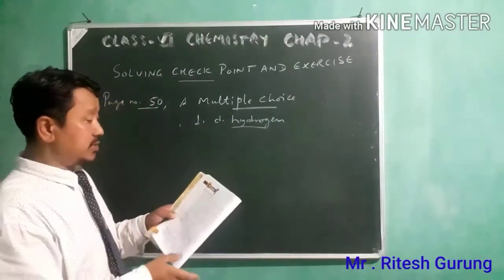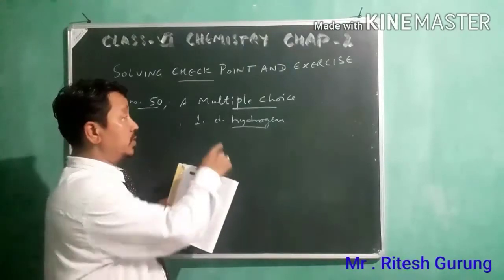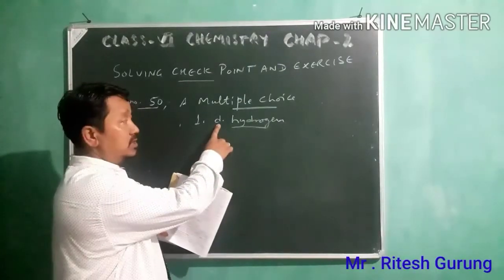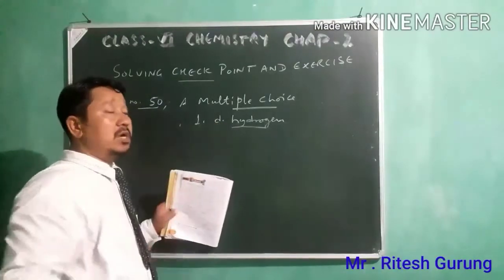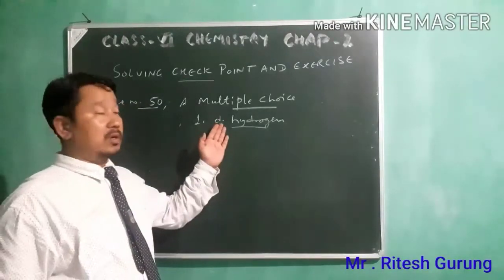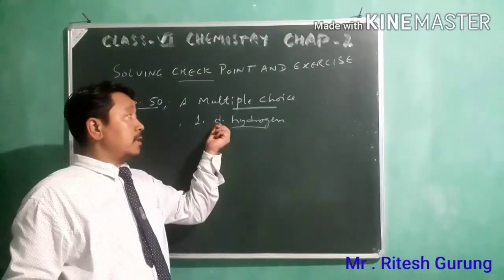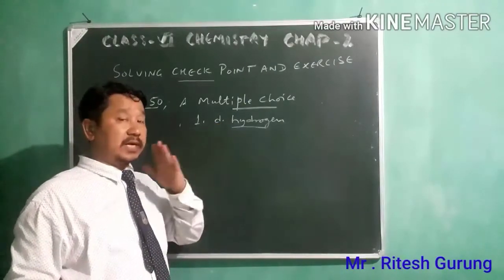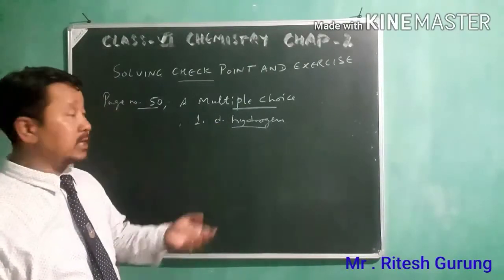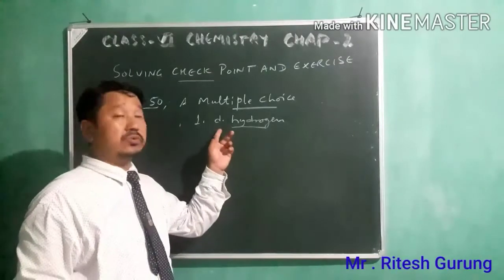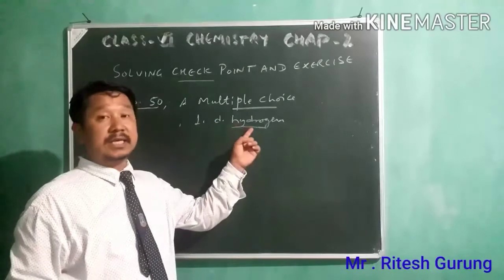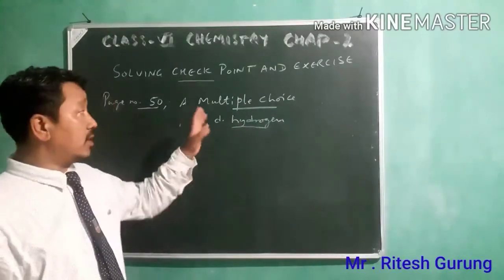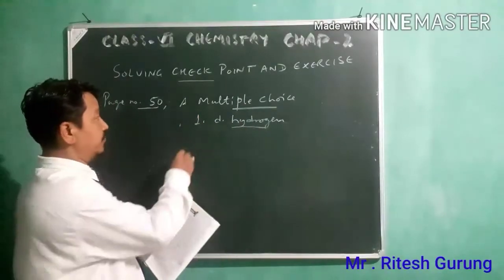There are 4 options, but don't forget to write the letter of the option also, that is D. Let me tell you one thing here. Usually you people ignore the option letter, but that is a very incorrect way of answering. When you answer, you have to write the option letter also. Option D, hydrogen, is the correct option for question number 1.